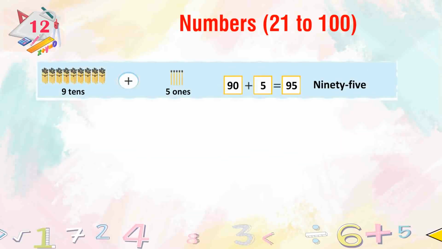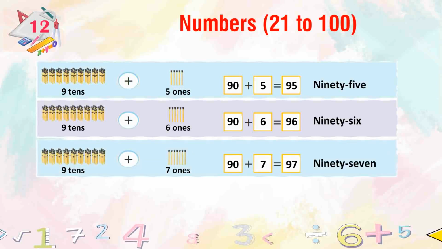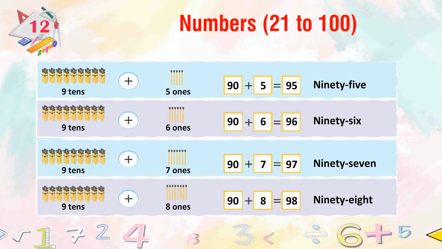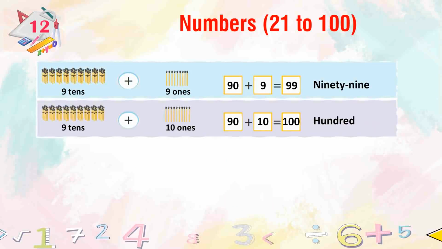9 tens plus 5 ones, 90 plus 5 is equal to 95. 9 tens plus 6 ones, 90 plus 6 is equal to 96. 9 tens plus 7 ones, 90 plus 7 is equal to 97. 9 tens plus 8 ones, 90 plus 8 is equal to 98. 9 tens plus 9 ones, 90 plus 9 is equal to 99. 9 tens plus 10 ones, 90 plus 10 is equal to 100.